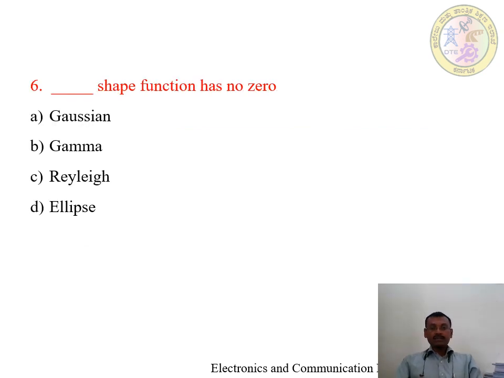Question number 6. Dash shape function has no zero. Option A, Gaussian shape. Option B, gamma shape. Option C, Rayleigh. Option D, ellipse. The right answer is option A, that is Gaussian shape function has no zero.